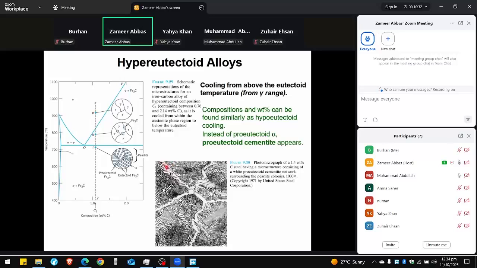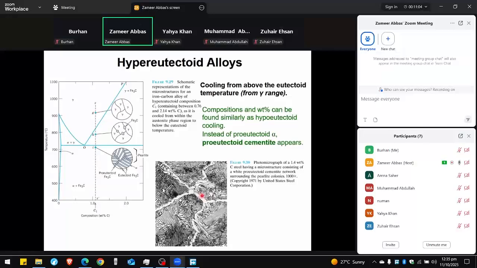So you can see a layer of iron carbide forming at the boundaries. Well, in between there is perlite, which is the eutectoid mixture. Eutectoid, ठीक है, iron carbide plus alpha. And this is pro-eutectoid iron carbide. यहाँ पे क्या बन रहा था? Pro-eutectoid alpha. ठीक है, यहाँ क्या बन रहा है? Pro-eutectoid iron carbide.